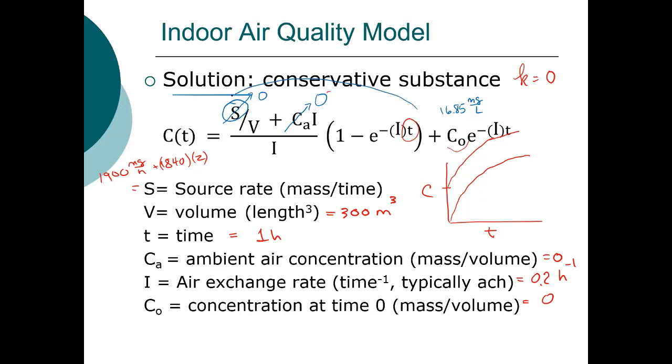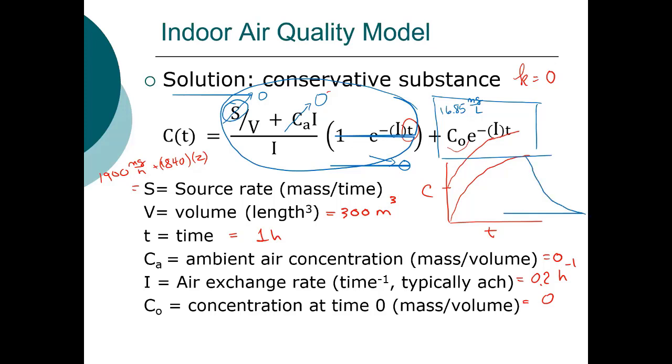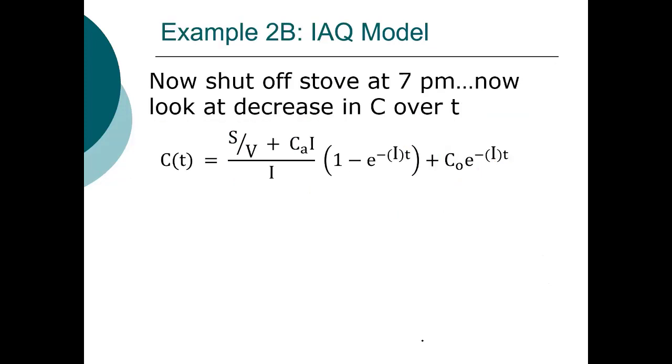What happens to this whole term here? Once I turn off the oven, what happens to this whole term? It all becomes 0, doesn't it? So then the only thing that matters is this portion of the equation. So what happens? My concentration decreases as a function of time, and it decreases exponentially. So now when I shut off the stove, this term, as I mentioned, all becomes 0. This term is now the only relevant term.